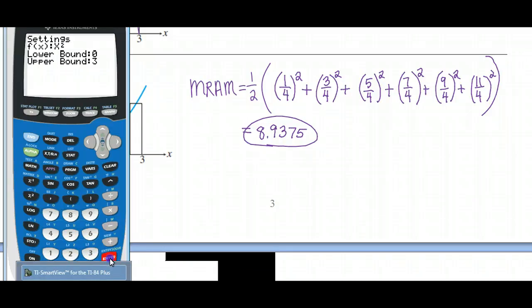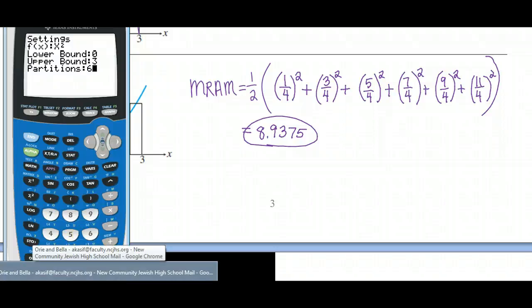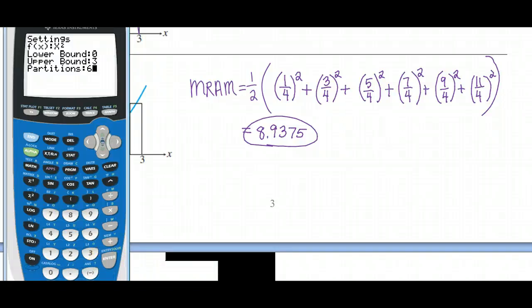What's a partition? Okay, next question, partition. We broke this up, it says, into 6 subintervals. Subintervals and partitions are the same thing. Do we write all of them? Just write 6. Type in 6 in our calculator, because there are 6 subintervals. It tells me to press enter. That is correct.